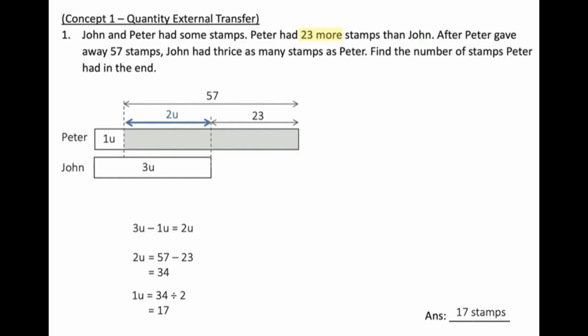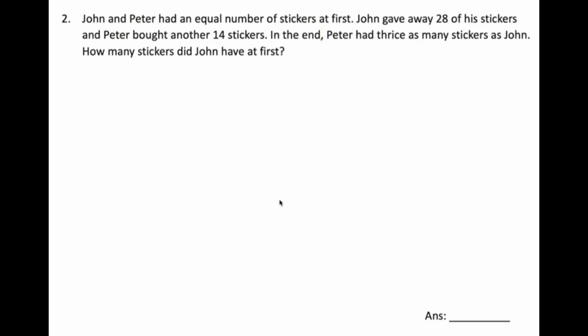Okay, now let's look at question number 2. Everybody. John and Peter had an equal number of stamps at first. John gave away 28 of his stickers and Peter bought another 14. In the end, Peter had twice as many stickers as John. How many stickers did John have at first?